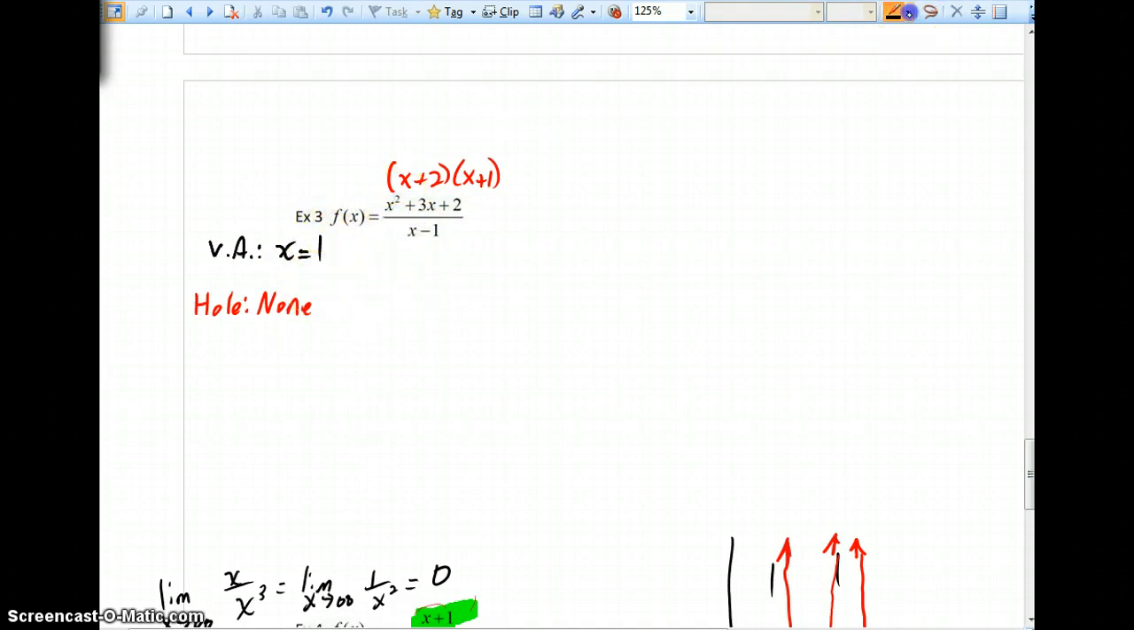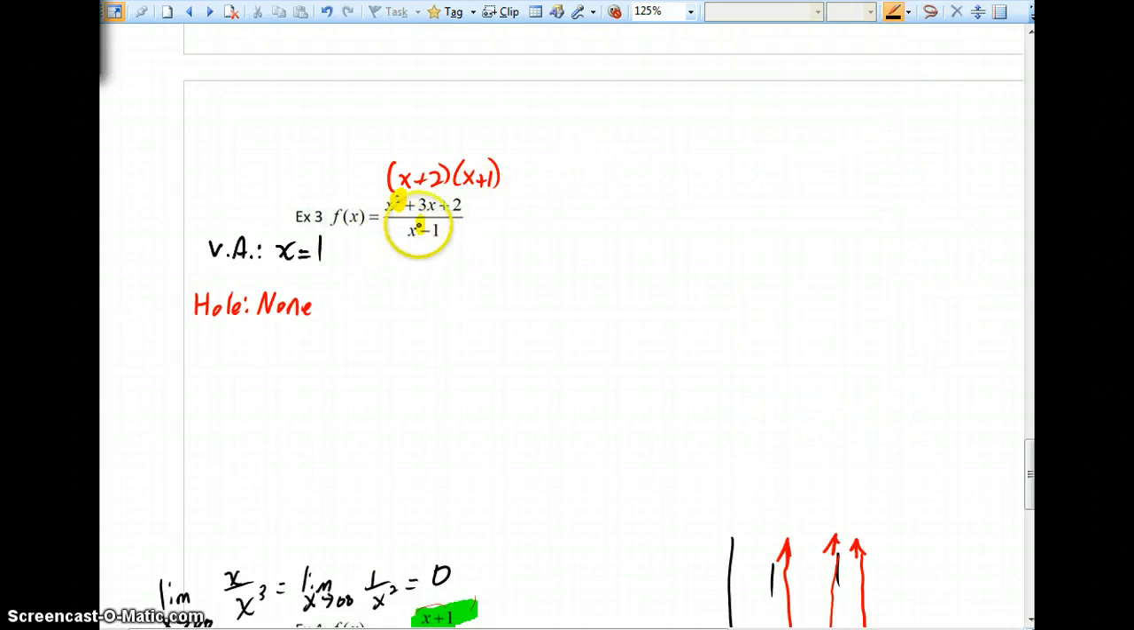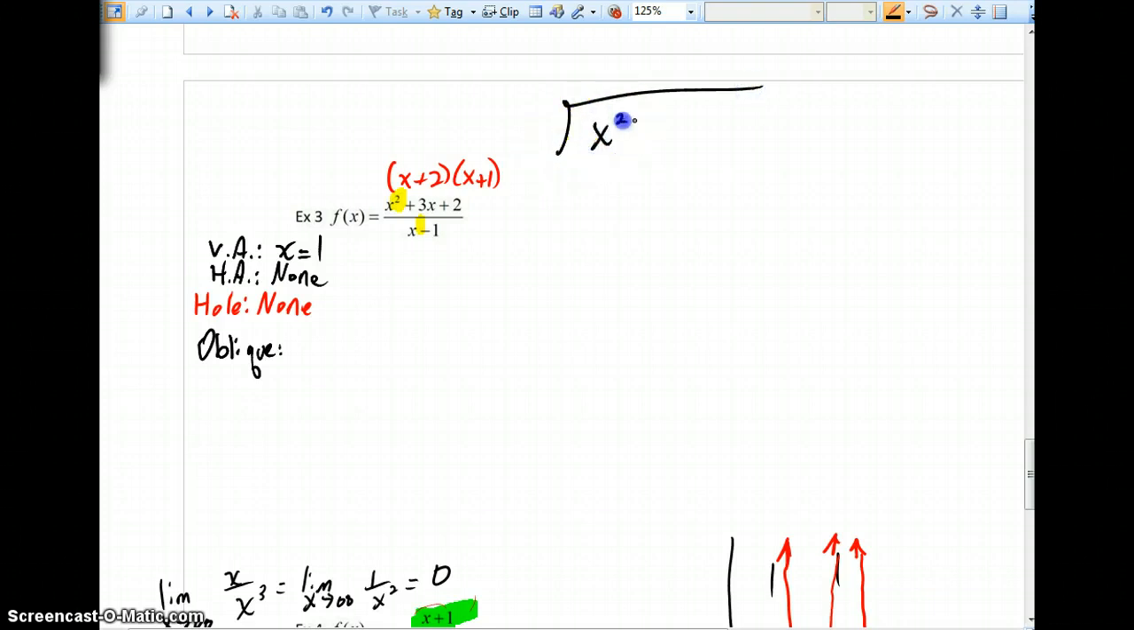Look at your degree, though. Look up on top. This is a 2. Down below, you'd have a 1. When the top degree is greater than the bottom, there is no horizontal asymptote. That's none. Instead, we're going to find an oblique asymptote. The oblique asymptote, remember we found this the other day, we can do division to get that.